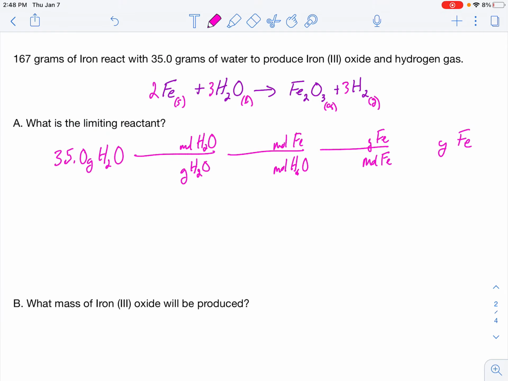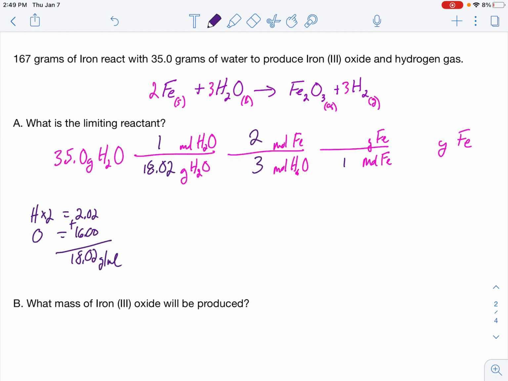So I need to figure out my molar mass of water. Hydrogen times 2 is 2.02. We have an oxygen, that's 16.00. We add those up, we get 18.02 grams per mole. That's 1 mole is 18.02 grams. Awesome. Our next component is the molar ratio. The molar ratio comes from my balanced chemical equation. We're going to have a 2, and a 3. Our last part comes from the periodic table once again.